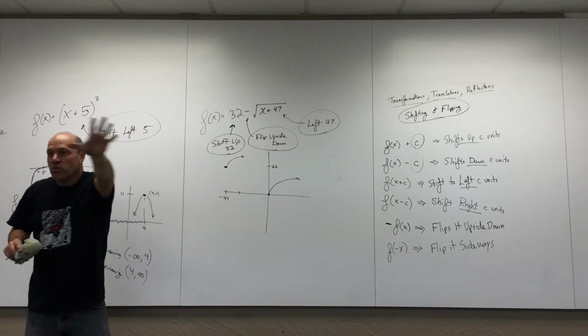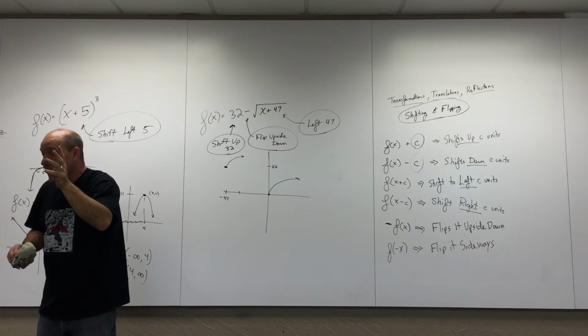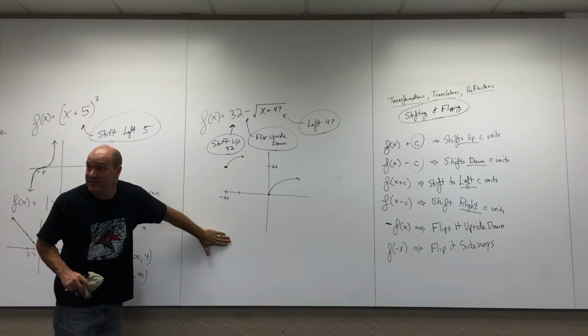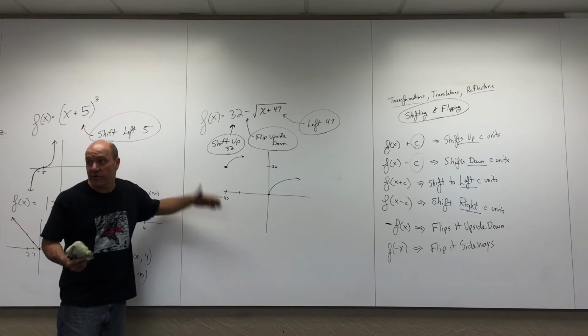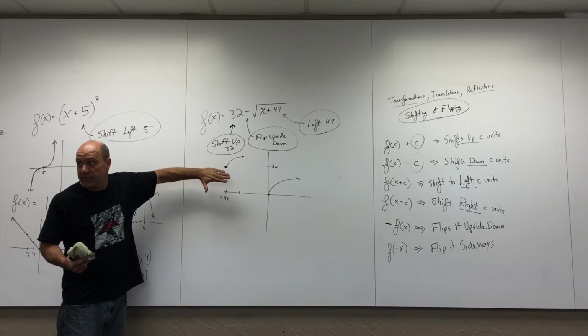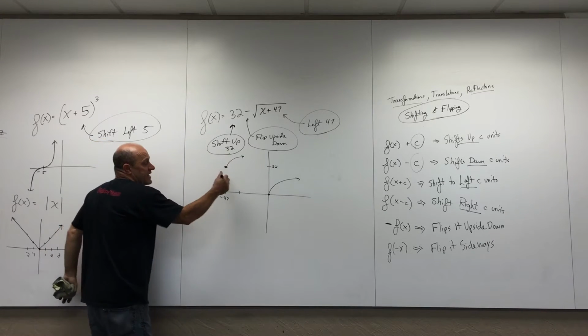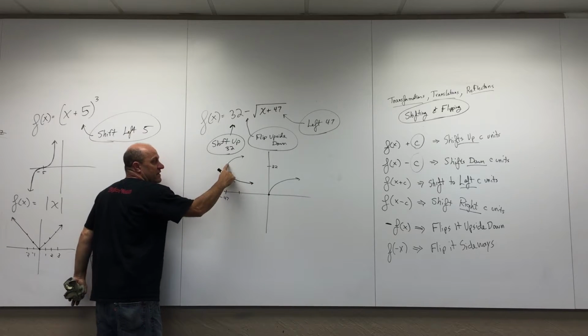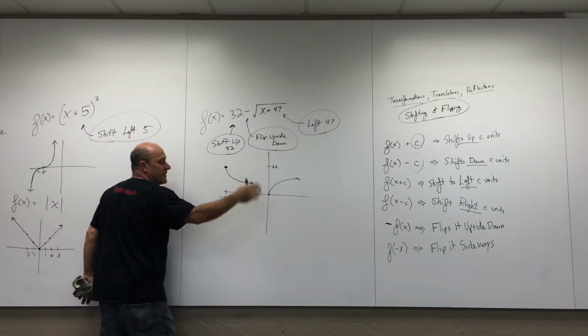That's kind of why I don't like the word reflection around the x-axis, because I really don't reflect it way down here. That's not what I'm going to do. I'm going to flip him upside down. And so he's right here, and now he's flipped upside down. And if he's flipped upside down, he's now this. Do you agree? Okay, awesome.